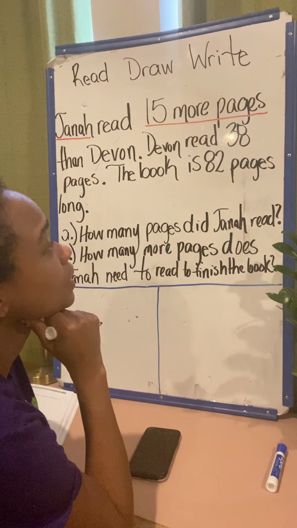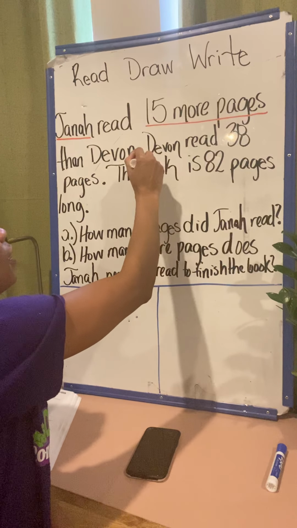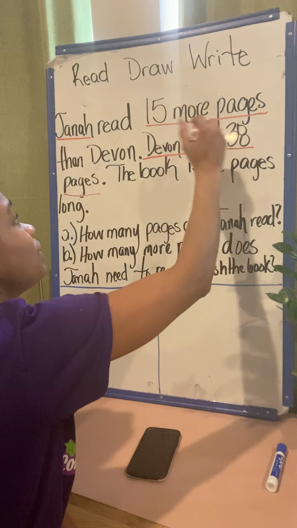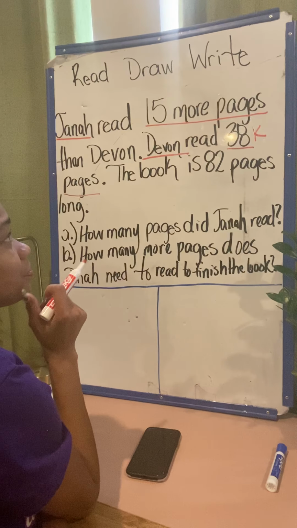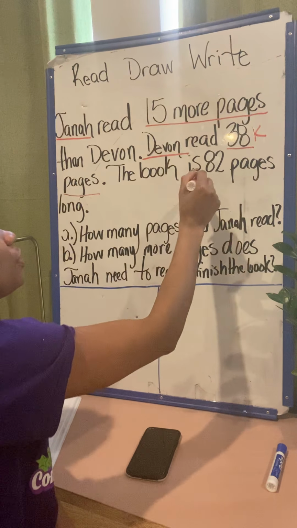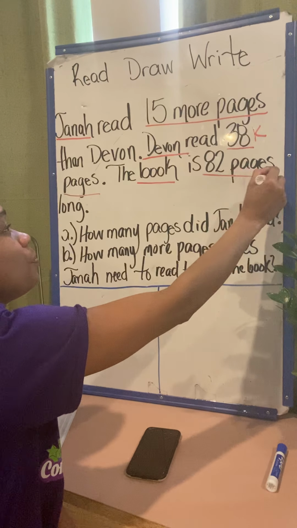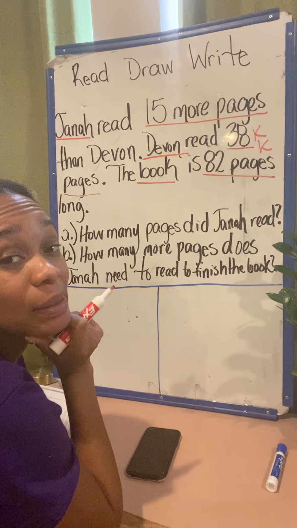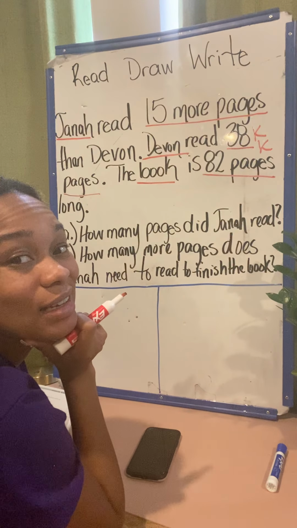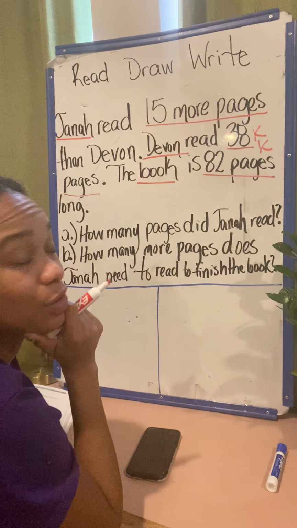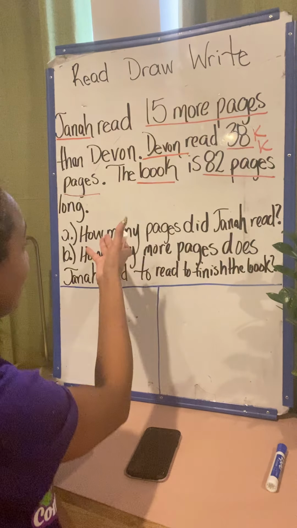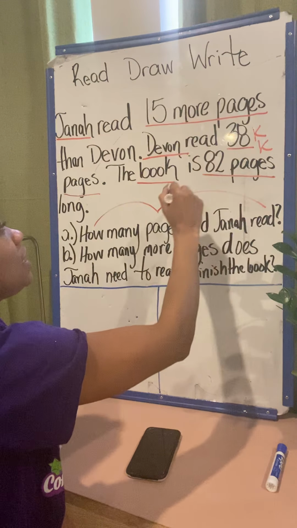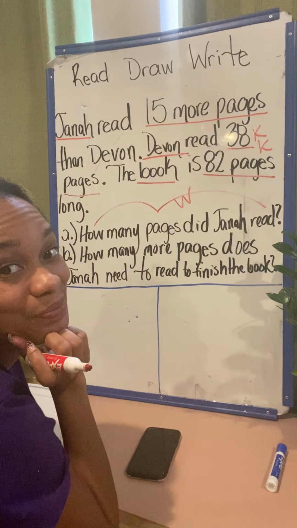Let's think about what else we know. Yep, Devon read 38 pages. So this is something that we know. We also know that the book is 82 pages long. So they told us how long the book was. They told us how many pages Devon read, but they did not tell us how many pages Janiyah read. So that's what the question wants from us. The question wants to know how many pages did Janiyah read.